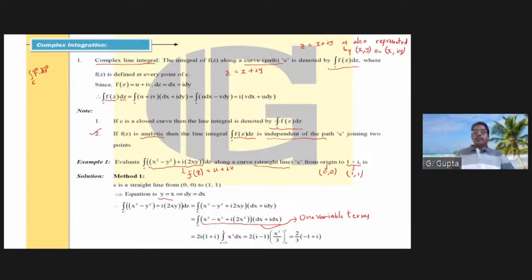So here x square minus x square will cancel. Here dx I can take common. So after taking that, this is 1 plus I, and this I take out. So 2 is also common. Finally, x square dx, 2 into I into 1 is I, into I square minus 1. The x square integration with respect to x is x cube by 3 between the limits 0 to 1. So 2 by 3 into minus 1 plus I. This is the answer. Let us check whether this f of z is analytic or not without considering the straight line.